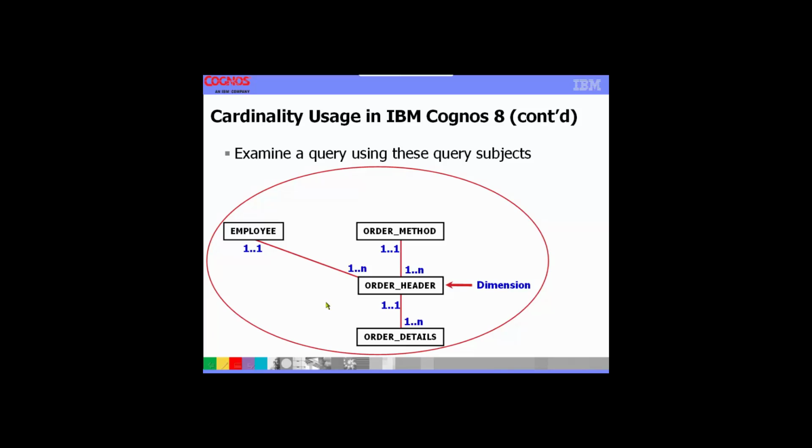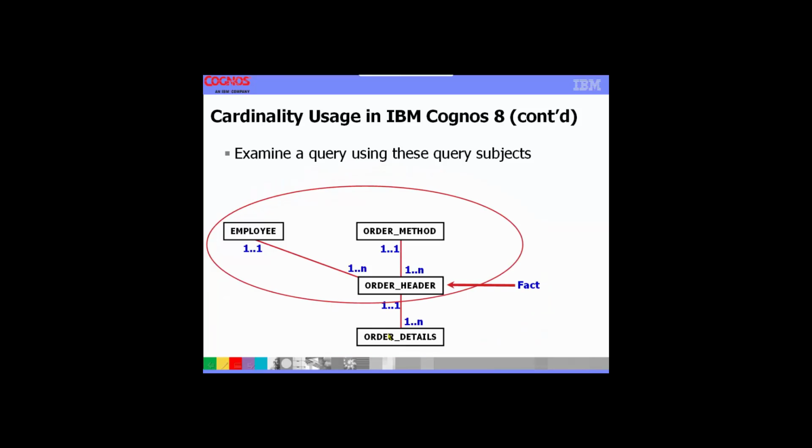And if we change that query and omit order details, all of a sudden order header now only has ends attached to it, so it's only on the many side for all dimensions, and therefore it's going to be treated as a fact. Okay, and this is important in the whole aggregation, how we aggregate things.